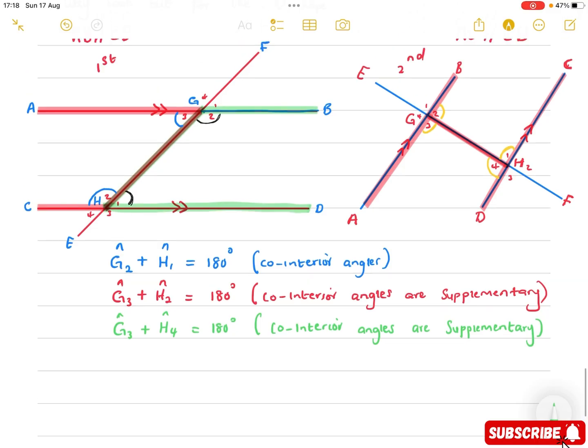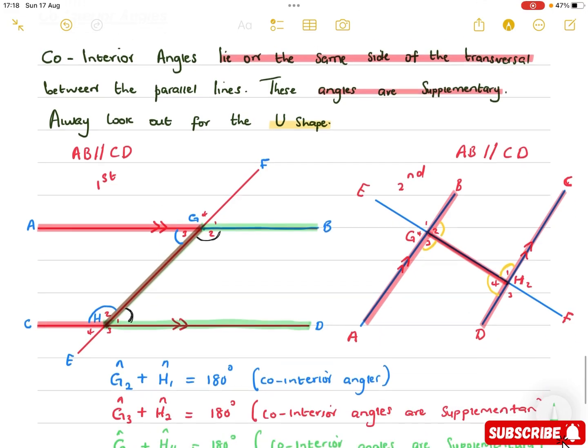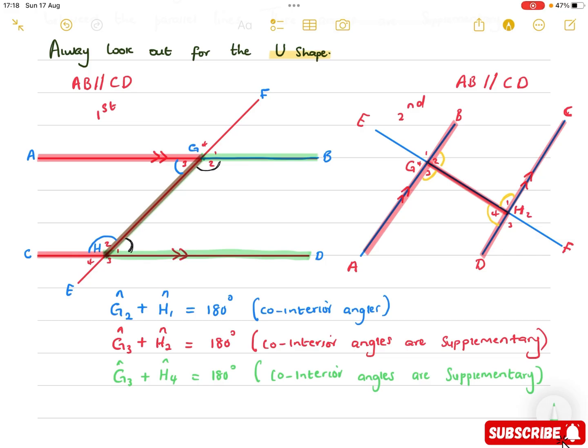All right, so this is all that we are looking for when we talk of co-interior angles. We are looking at a U shape, a C shape, a backward C shape, or a convex or concave U, either up or down, whatever. But bear in mind that if it follows a U shape, you go for it, and you add the angles, and when you sum them, they have to give you 180 degrees.